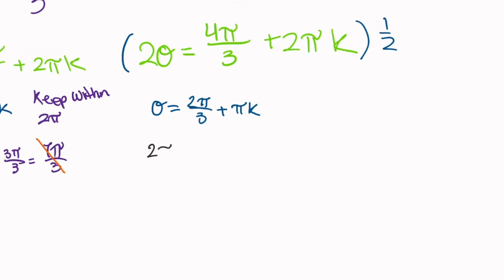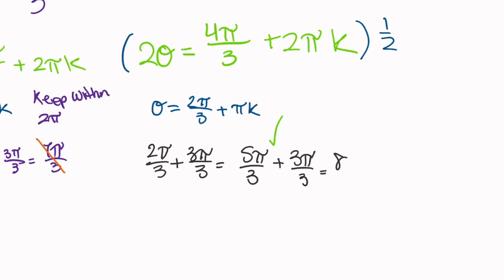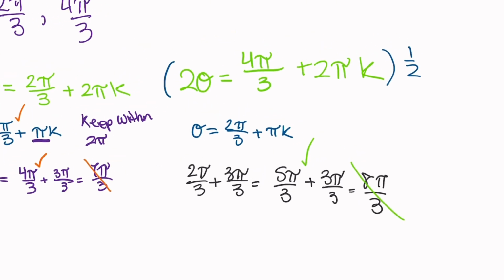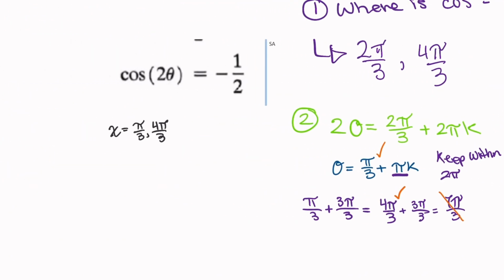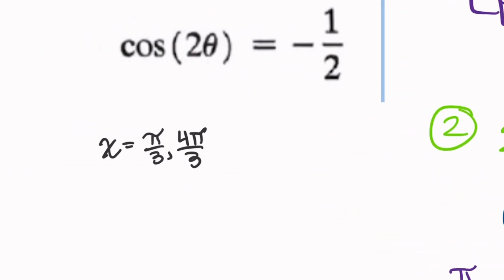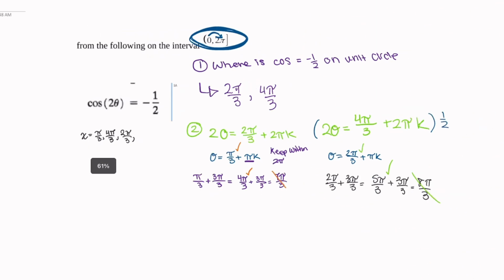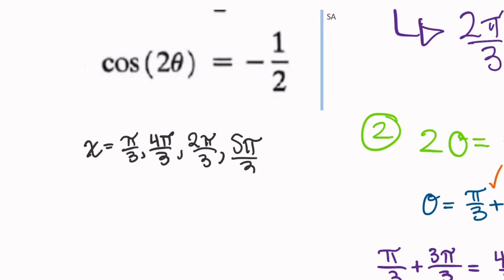So 2 pi over 3 plus, we just need to add pi. So it would just be 3 pi over 3. So that's 5 pi over 3. This is amazing because this is within the range of the unit circle. And then for this, you're just going to add pi again. And that's 8 pi over 3. So this is obviously not within the range of the unit circle. So then we're going to add these two to our final answer. So it'd be 2 pi over 3 and 5 pi over 3. And this is our final answer.